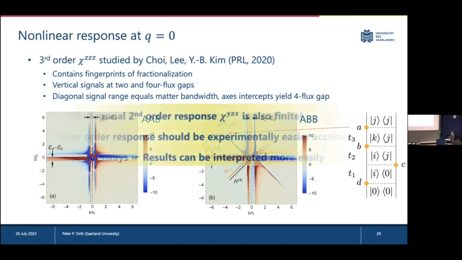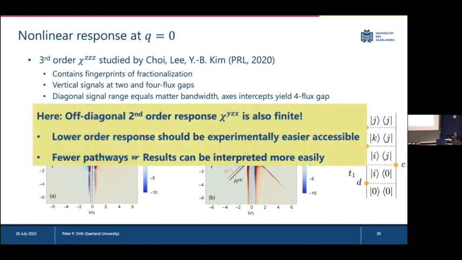But what we realized when we were working on this is that they only looked at the ZZZ component, and actually there's a second order response, YZX, which is also finite. This lower order response is experimentally more easily accessible. There are fewer pathways to compute, so the theoretical results will also be more easily interpretable. So that's what we looked at.